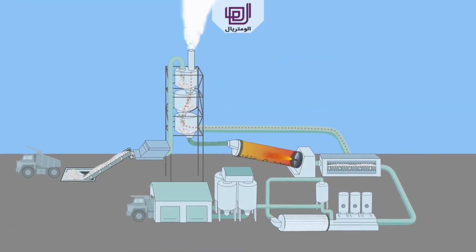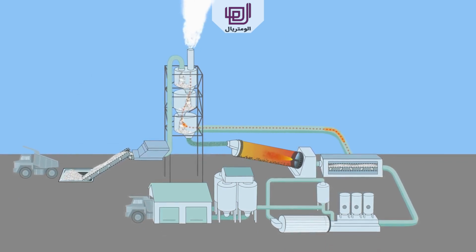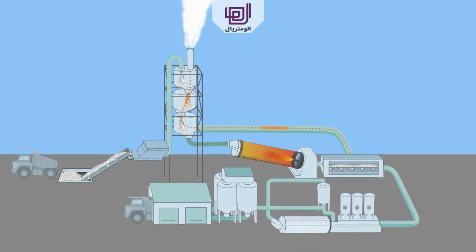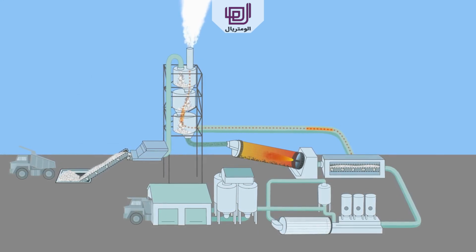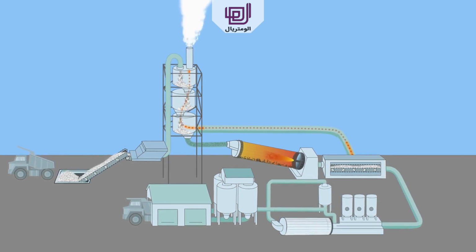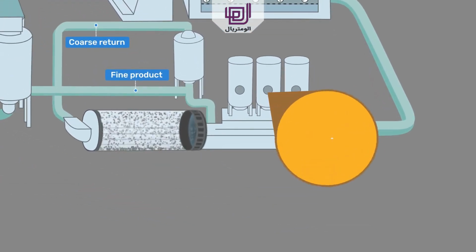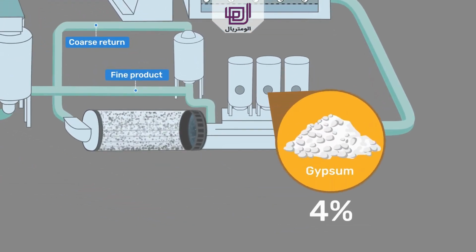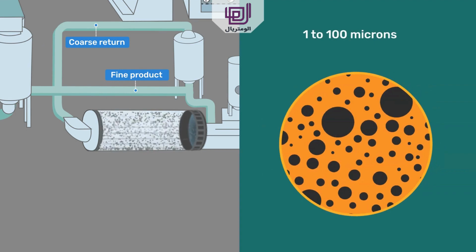An important aspect of quenching in modern cement plants is that the heat released in this operation is recycled by sending it to the pre-calciner. This greatly contributes to making modern cement plants thermally highly efficient. After cooling, clinker, together with about 4% gypsum, is ground to a fine powder. These fine enough particles have diameters between 1 and 100 microns.